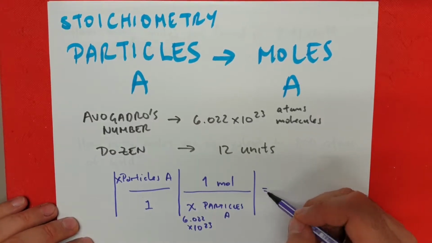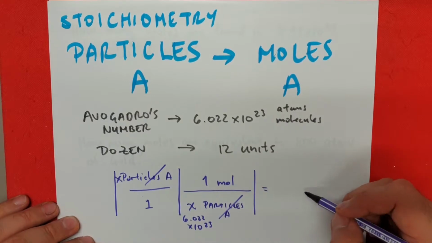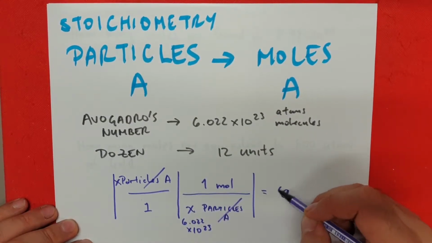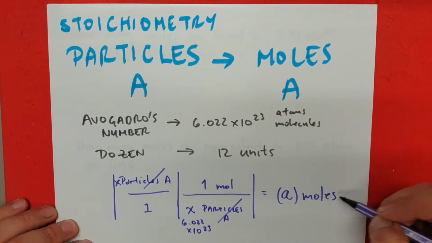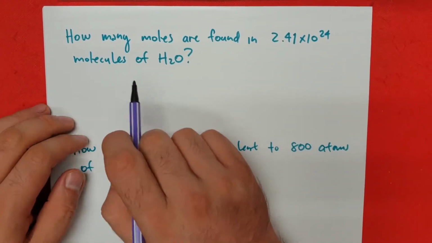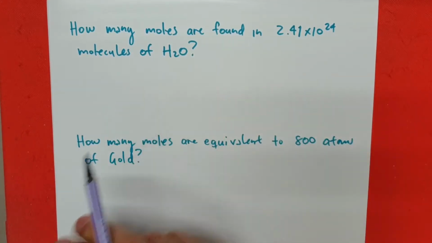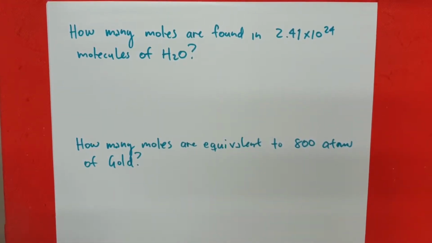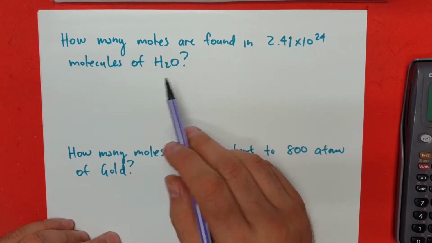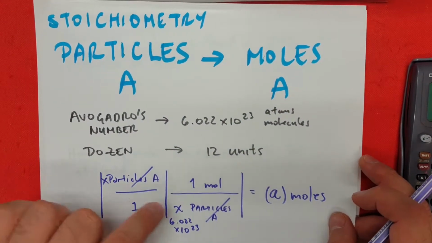And here we have the given quantity. So we're only going to need to punch this into our calculator, and we're going to get a result where particles cancels out, and we're going to get our result in moles. So an amount of moles. Okay? So this is better explained with a very simple problem. We can do: how many moles are found in 2.41 times 10 to the 24th molecules of water? So here water is just given as an illustrative example, but it's not something that we really need to know to work this problem.